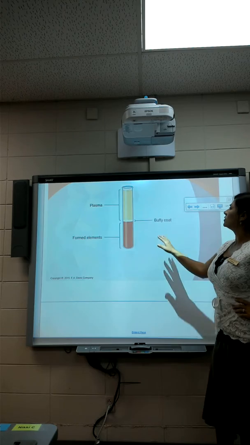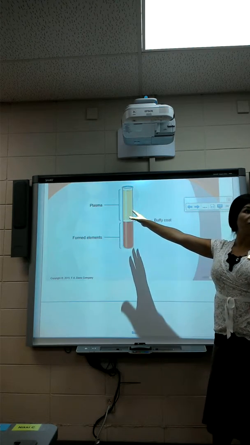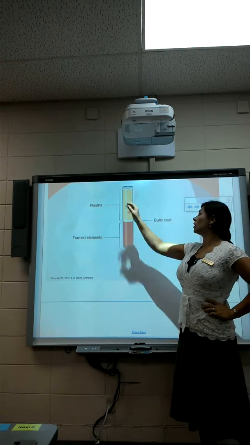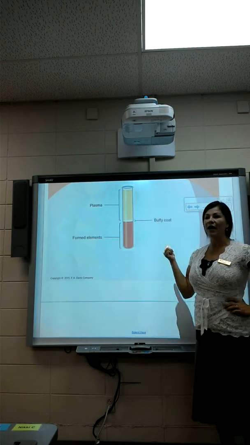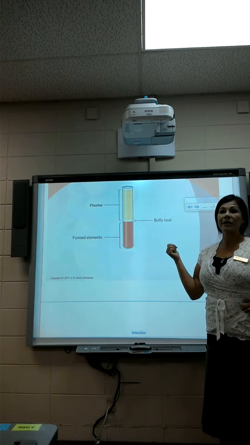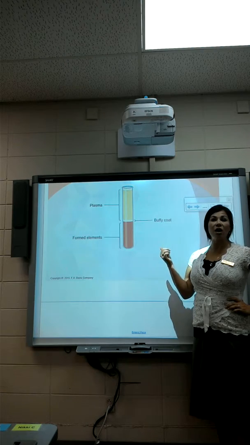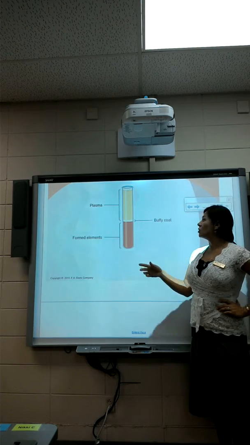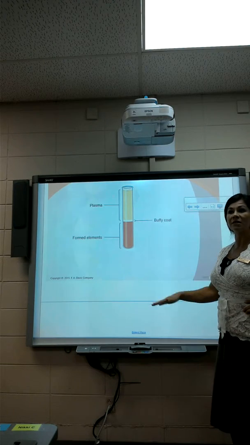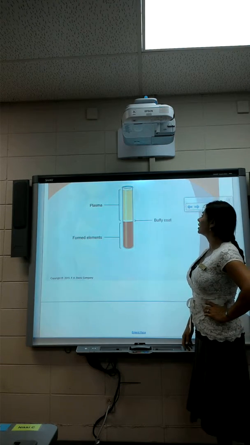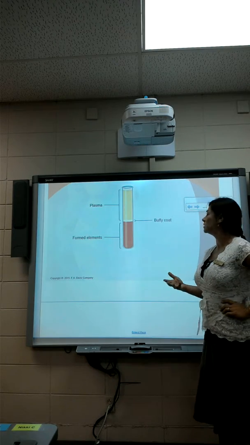So in the video you've seen plasma, which makes up about 55% of your blood, and the majority of plasma is water. This is how we can affect our blood volume, by taking in a lot of water. If you're dehydrated, you're at risk of clotting and hypotension because your blood volume is lower. So we can increase it by drinking water, taking in water, or giving patients fluids.